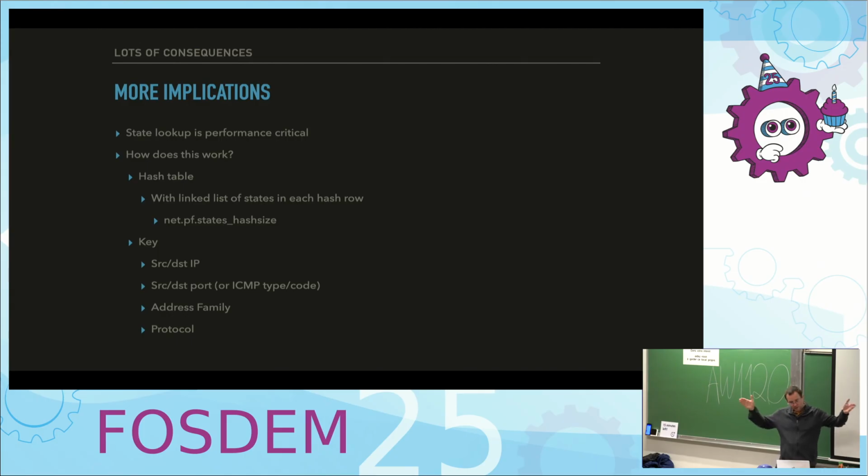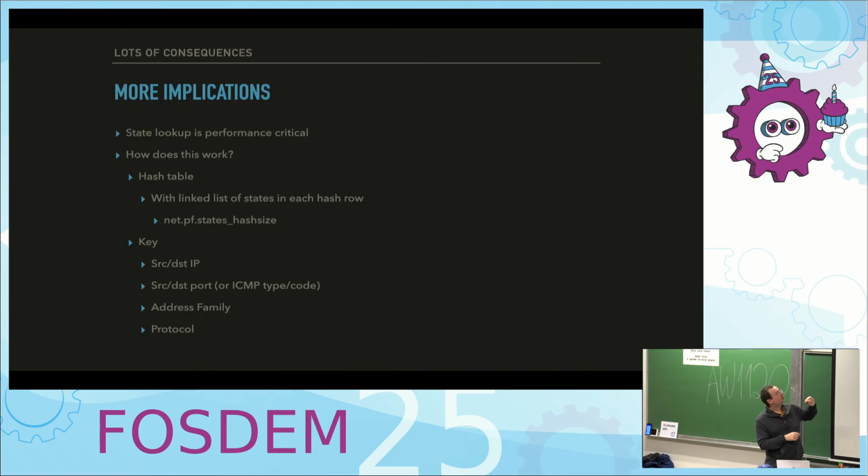So we have a very big hash table, and we hash states based on their source and destination IP address, source and destination port, address family, so that we don't mistake IPv4 and IPv6 connections for each other, and then whatever protocol it is. Based on these things, we can find a specific hash row, and then every hash row has a little linked list that we can iterate through and go, are you my state, are you my state, oh, you're my state, and now we can continue.